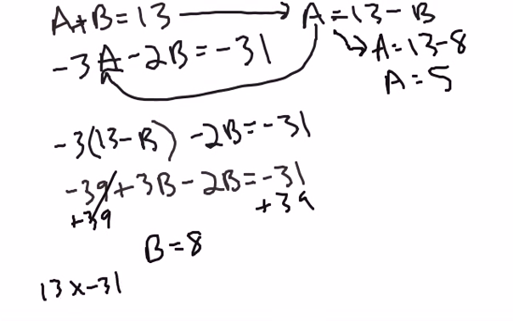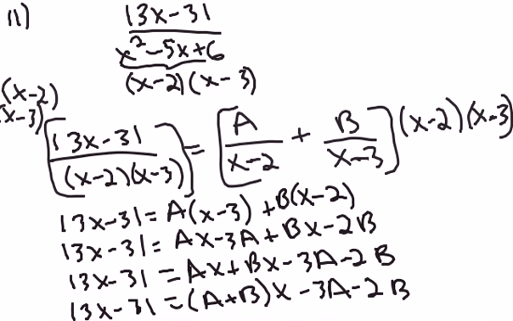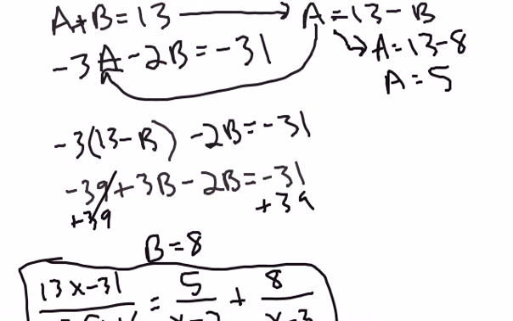13x minus 31 over x squared minus 5x plus 6. The original problem is equal to a over x minus 2 plus b over x minus 3. Okay, so there you have number 11 from the start to finish. It's kind of a long problem. Let's go on to number 12.